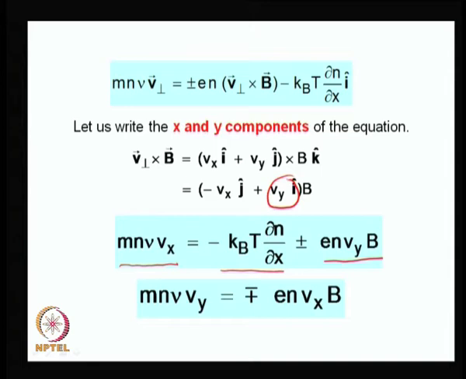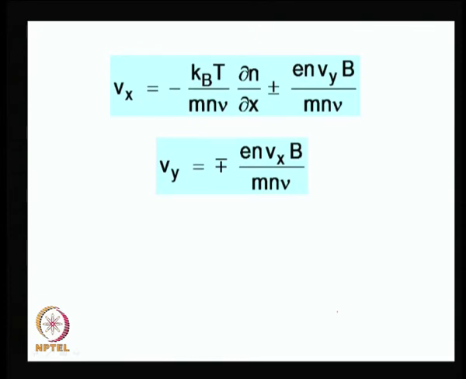Similarly, the y component you do not have in the density gradient, so you are left with only one term. Divide by Mn nu, you get expressions for Vx and Vy. What is the difference between these two expressions from the earlier case? These are now coupled equations.